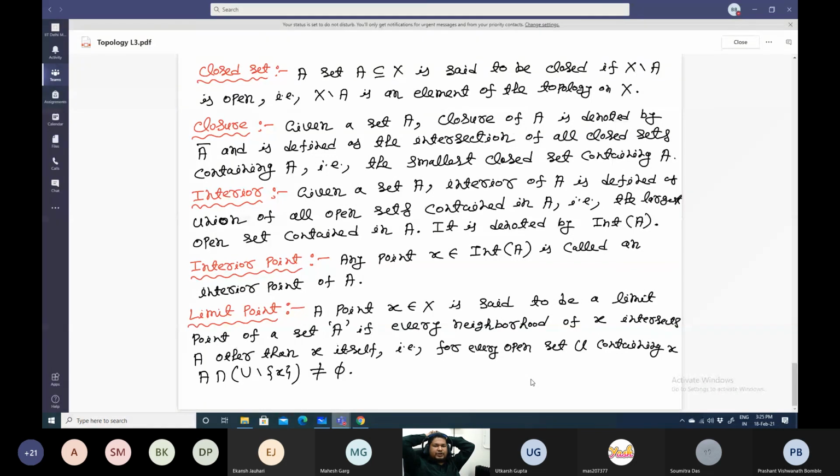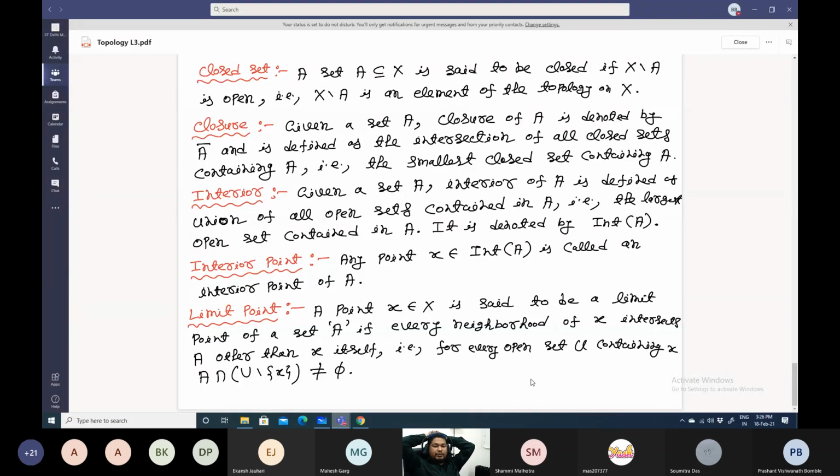What is a closed set? If its complement is open. What is a closure? Closure means the smallest closed set containing A. What is interior? That is the largest open set contained in A, right? And what is an interior point? If you take any point of that interior, that point will be an interior point. And what is a limit point?